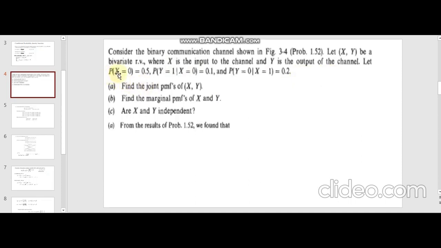Let the probability of x equal to 0 be 0.5. Similarly, the probability of y equal to 1 given x equal to 1 is equal to 0.1. So we can say when x is equal to 0, the probability that on the output channel you will get 1.